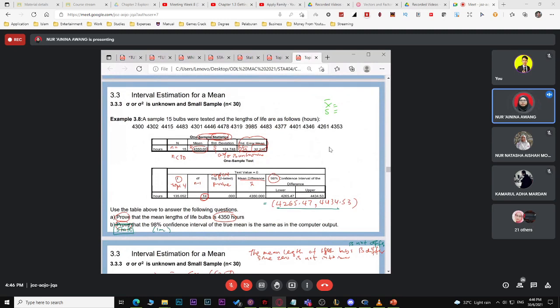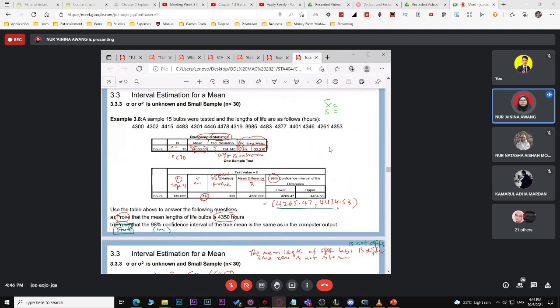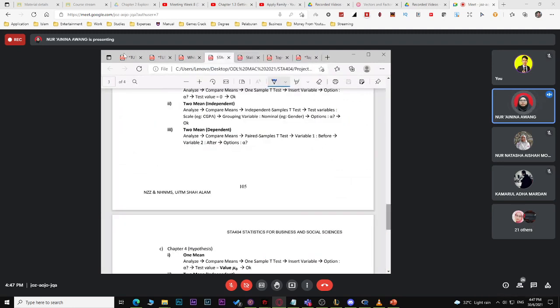Okay, so macam mana nak keluarkan dia? Since you have this data, contoh dia kata a sample of 15 bug were tested and the length of life are as follows. Okay, so macam mana you nak buat? You akan substitute all this value ni. Since yang ni dia ada length of life kan, you just substitute dekat dalam you punya data ni.